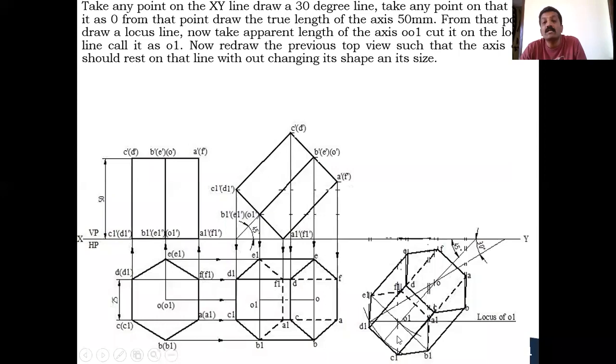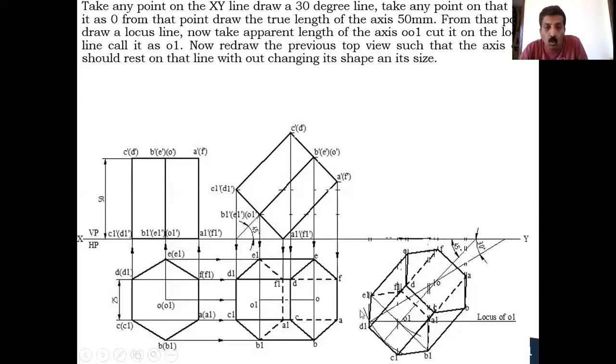with the same O as the center. You cut this locus line, that is the horizontal line. Wherever it cuts, you call that O1 and join it. After joining this O2 O1, extend this line till it meets the XY line and measure it. And call that the apparent inclination, that is your beta.